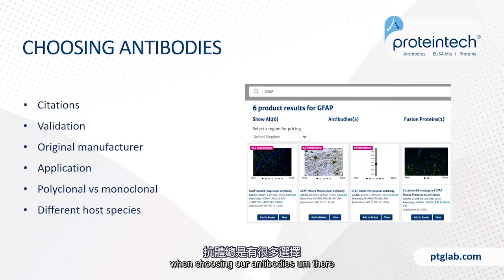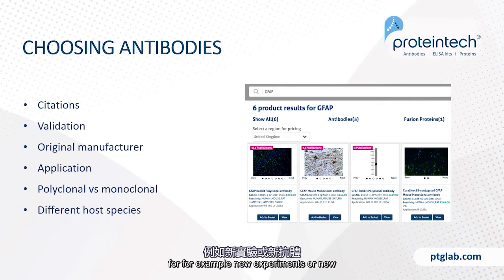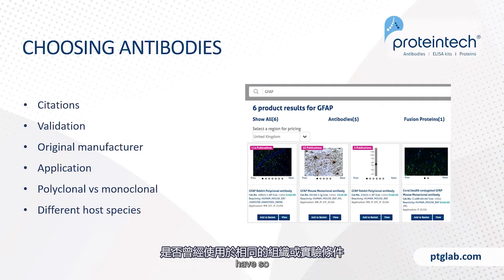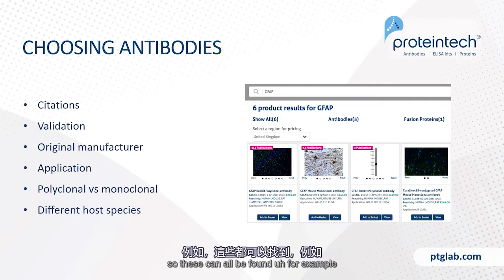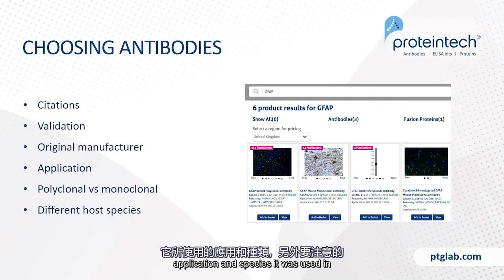When choosing our antibodies, there are lots out there, so it's really important that we do our own research before choosing any antibodies, for example, for new experiments or new tissue. So things to look out for when choosing our antibodies are the number of citations this antibody might have, specifically looking at whether or not this antibody has been used in the same tissue and the same experiment type that you have, so the same sort of fixation and slicing and even species, for example. So these can all be found, for example, on our website. You can see where the antibody has been cited and what application and species it was used in.